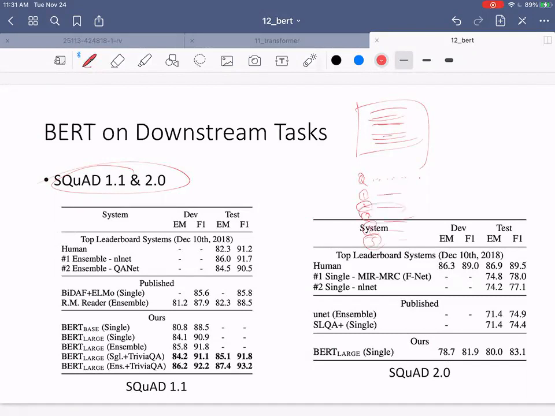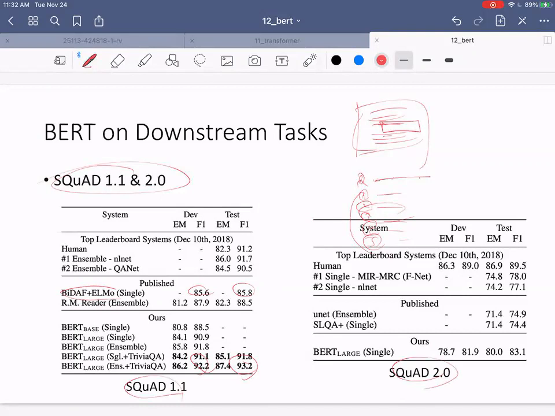And then you select whatever is correct. So in Squad, instead of having a multi-choice question, there's text, there's a question, and then you need to select a relevant span, the answer span in the reference text, given the question. So that is Squad. Previously, ELMo was able to achieve 85.8, but BERT gets 92, 93. This is Squad 1. Squad 2 is a bit more complicated.